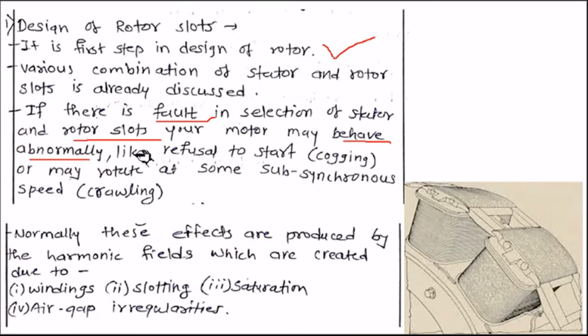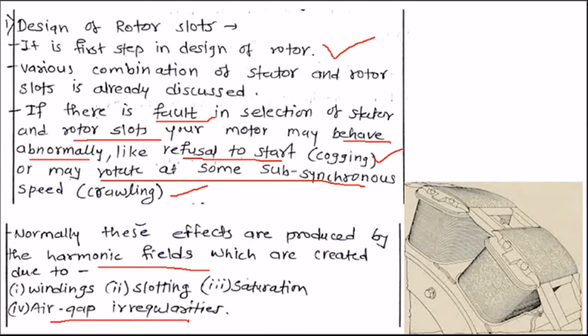What is the abnormalities you have observed? That is refusal to start, which we are calling as cogging, or it may rotate at some sub-synchronous speed, which is called as crawling. So if there is a fault in selection of stator and rotor slots, you will observe the phenomenon of cogging as well as crawling. Normally these effects are produced by harmonic fields, which are created due to windings, slotting, saturation, air gap irregularities.